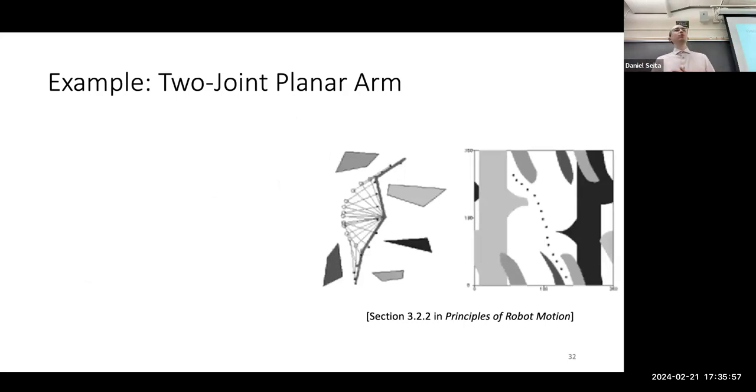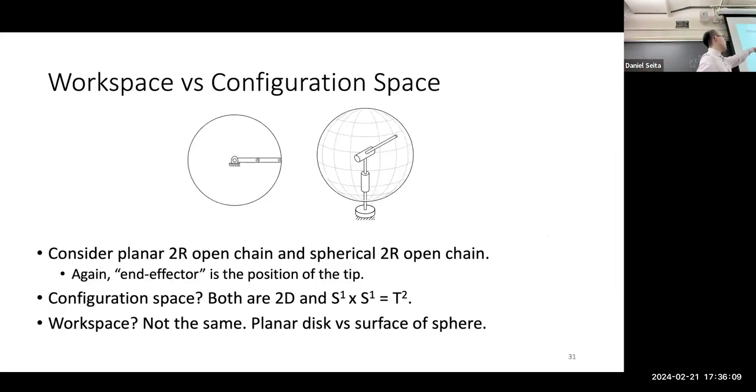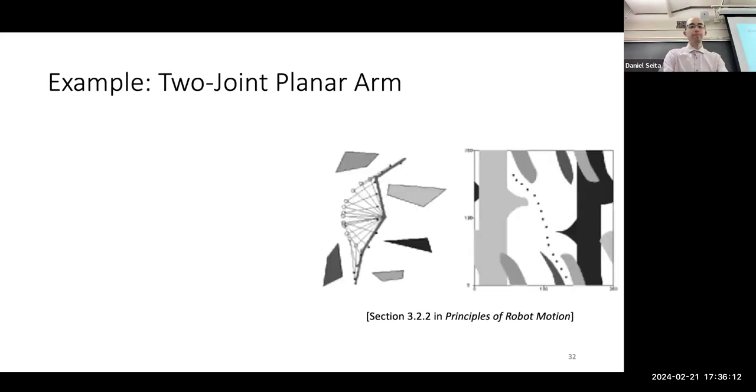So another way to think about configuration spaces and obstacles is to consider this example where you have a two joint planar arm. It's the same one to the left here that we've been talking about. This thing at the bottom is your starting pose, the starting end effector configuration. And this is your desired end effector. Then this is the starting robot pose, and this is the ending one.